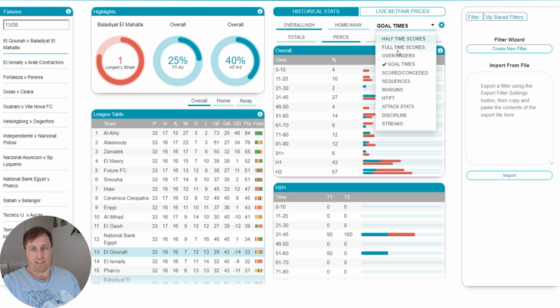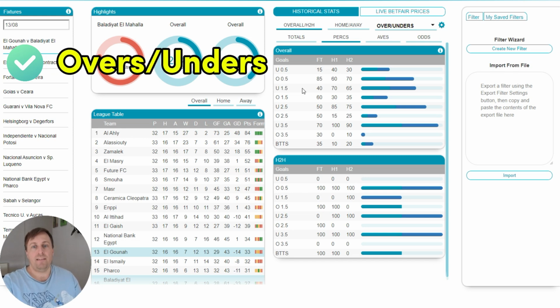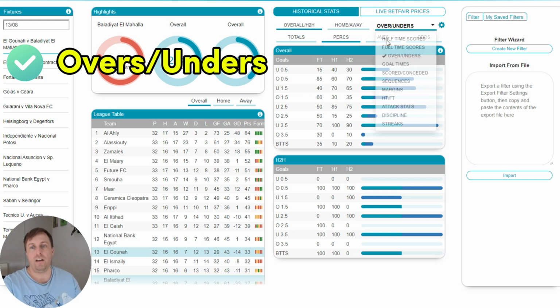So, first thing I look at, overs, unders, okay? I want to see that the under 1.5 goal percentage is high. Now, what's high? Generally, I'd say anything around 30% plus is high. So in this scenario, 40%, it's very high, okay?